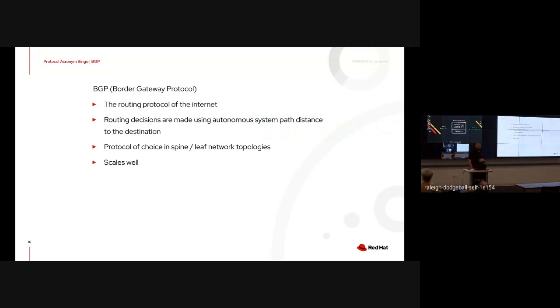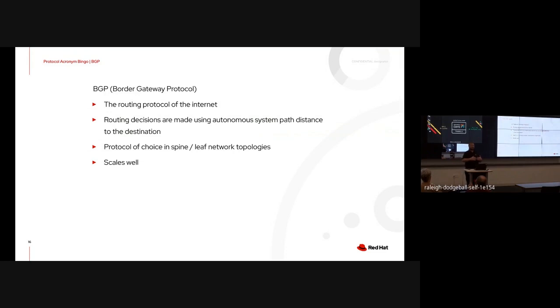BGP. BGP is the Border Gateway Protocol. It's an external gateway protocol. It is a distance vector routing protocol where routing decisions are not made based on the number of hops. Like when you do a traceroute, sometimes you see 20 hops, right? BGP doesn't look at the number of hops that you would take to reach a destination.